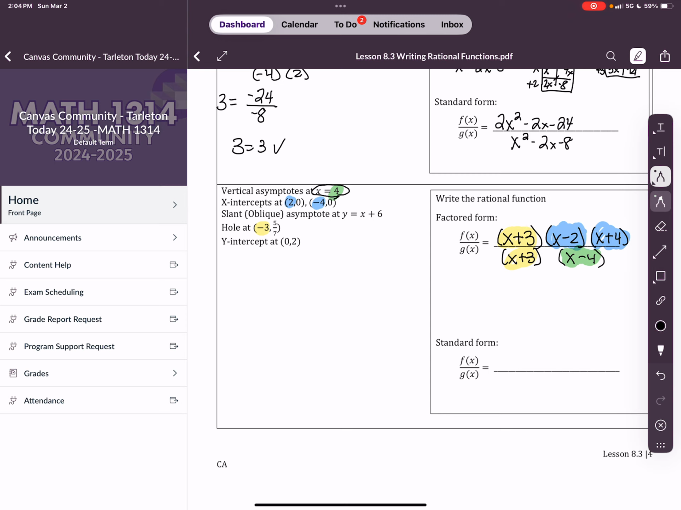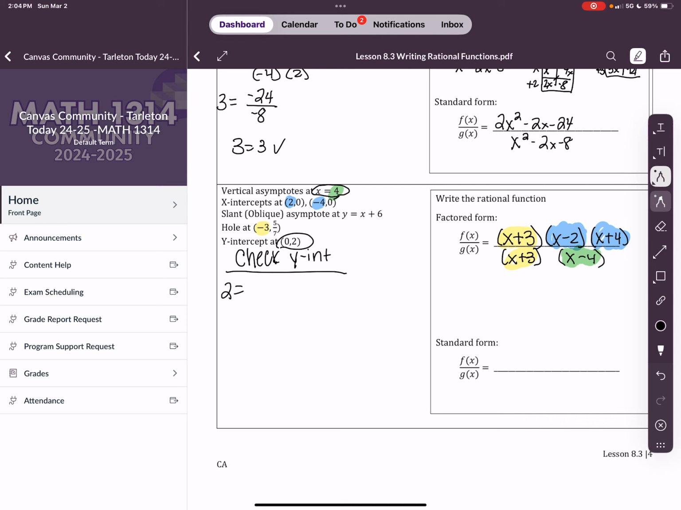Okay, so now what we're going to do is check our y-intercept, and we're going to do it the same way we did up top in the same section. So I'm going to plug in, because my y-intercept here is (0, 2), excuse me, I'm going to plug a 2 in.